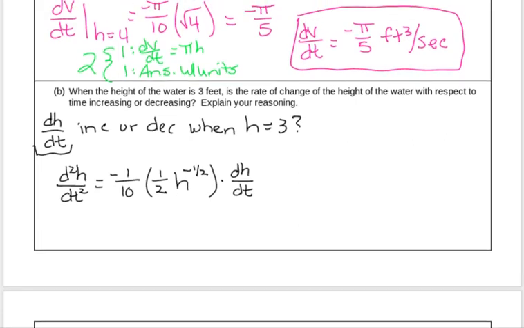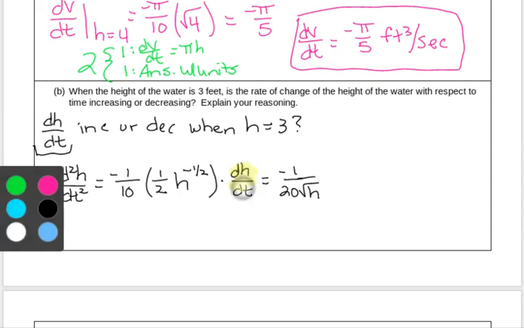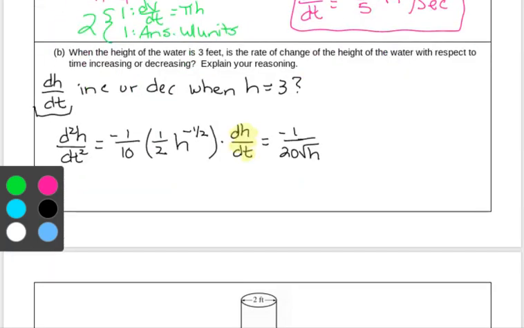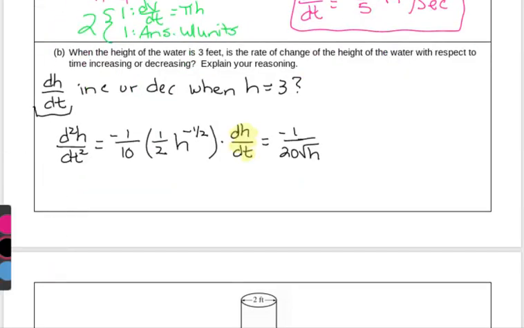So now let's see what this is going to become. Negative 1 over 20, and the square root of h goes on the bottom. And then that dH dt that's there, this one here, is the same that we used up here. So negative 1 over 10 times the square root of h.